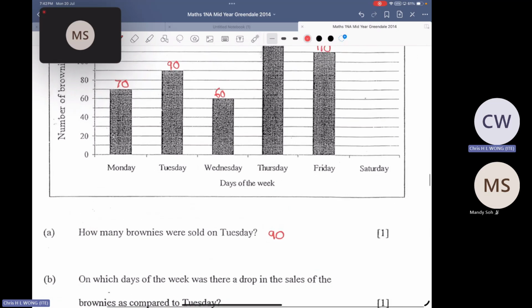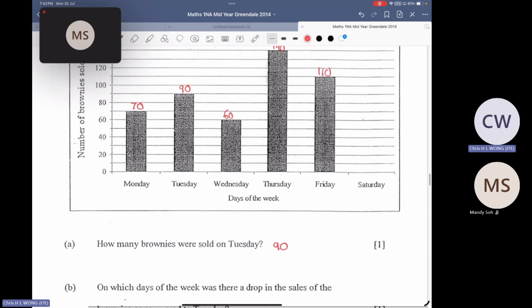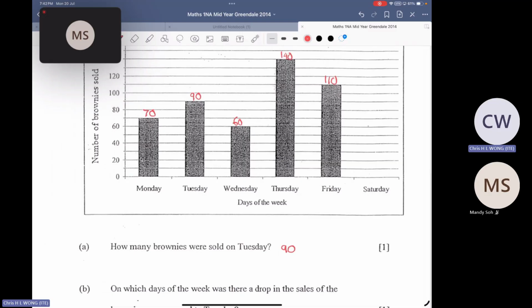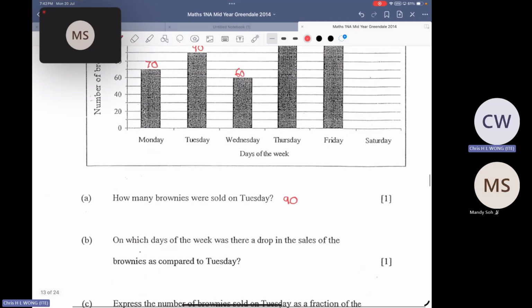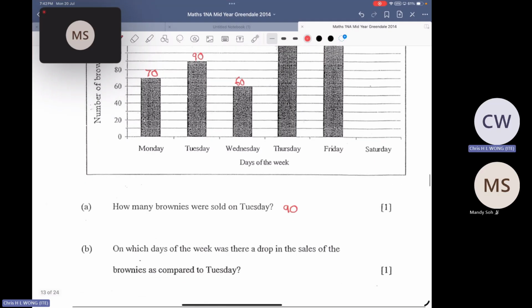Very good. Monday and Wednesday. Drop, right? You compare Monday, Wednesday, drop. So answer is Monday and Wednesday. Compared to Tuesday, so Monday 70, Wednesday 60. So these two days drop. Monday and Wednesday. Normally for statistic questions, they test you on English. Right? They test you on English only, isn't it? Next one.